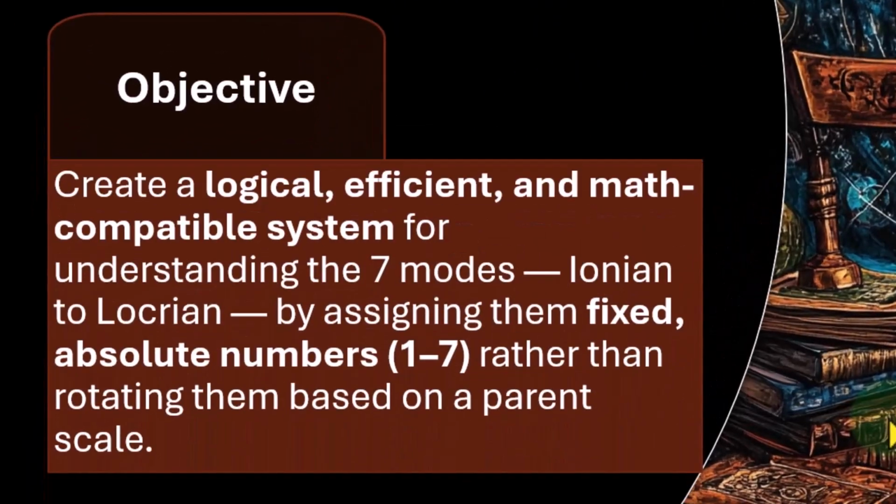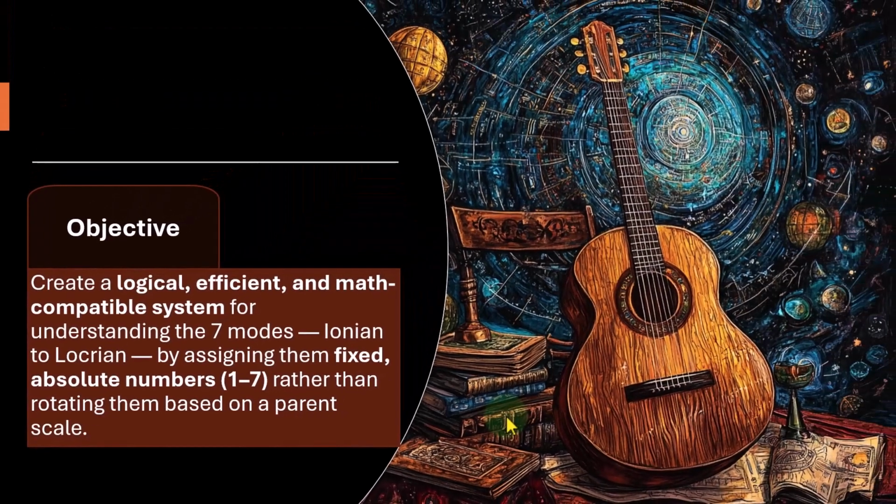What's the objective? Create a logical, efficient, and math-compatible system for understanding the 7 modes, going from the Ionian to the Locrian by assigning them a fixed absolute numbering system rather than rotating them based on a parent scale. Now, you could make some arguments on how we should number them. I'm going to go from numbers 1 through 7. We'll talk more about that shortly.